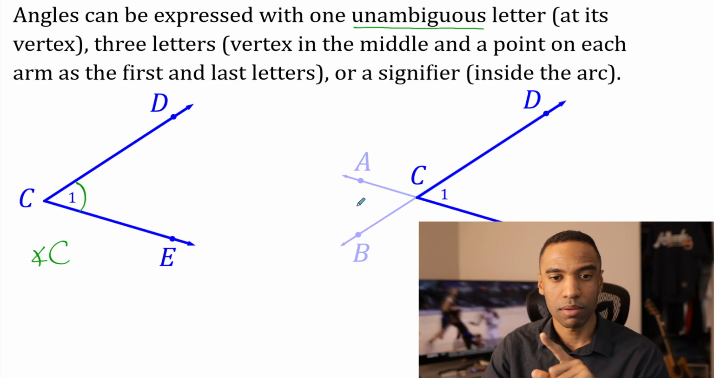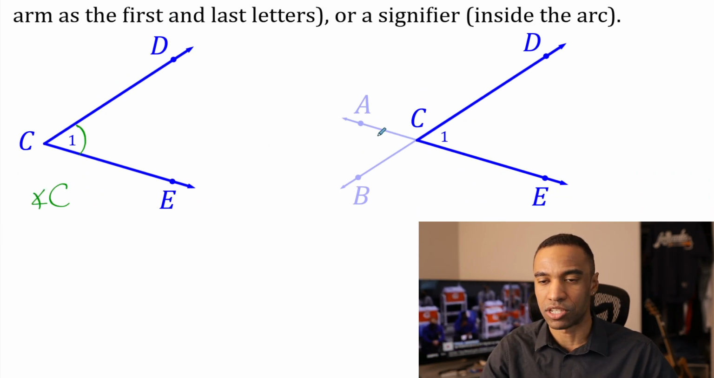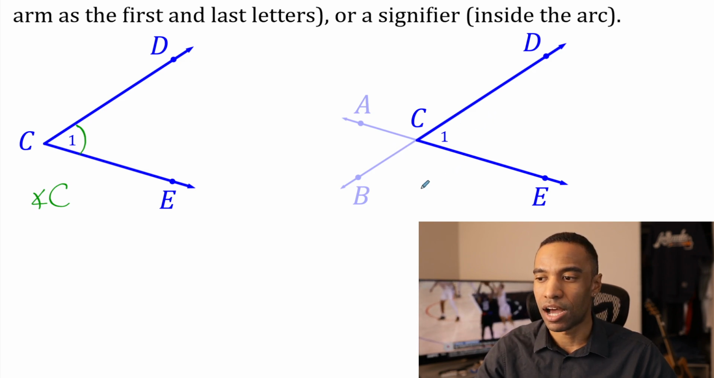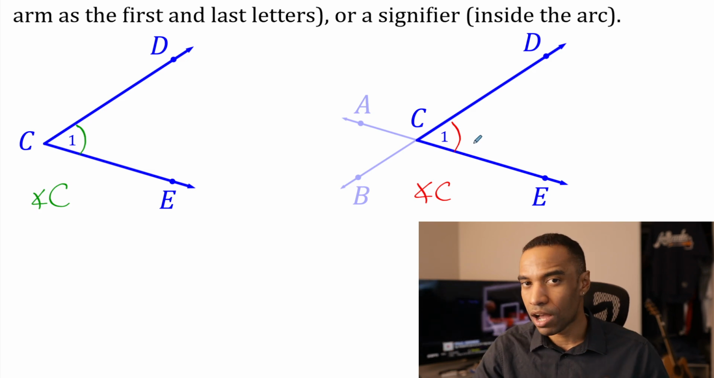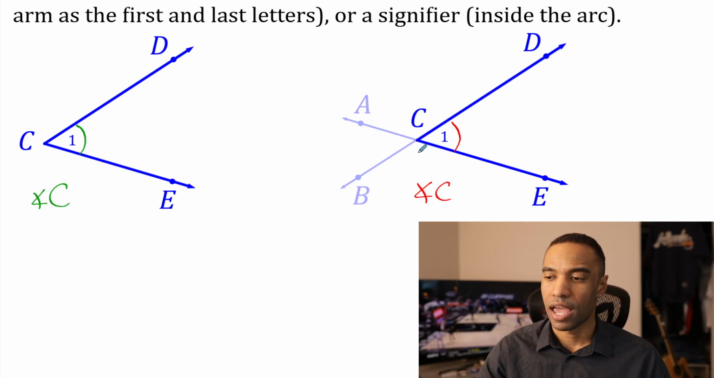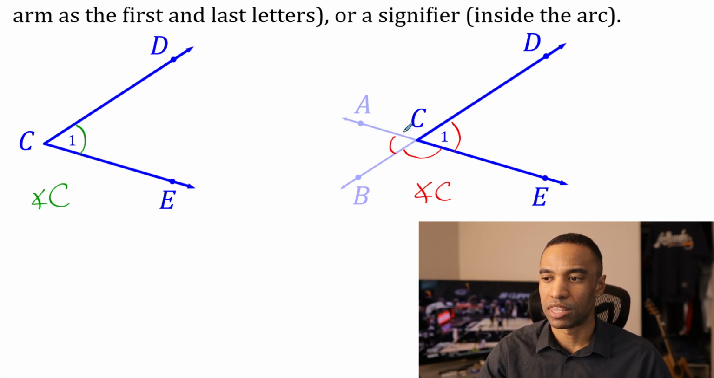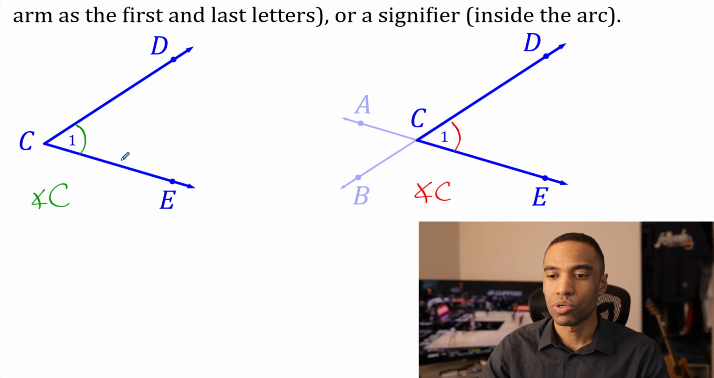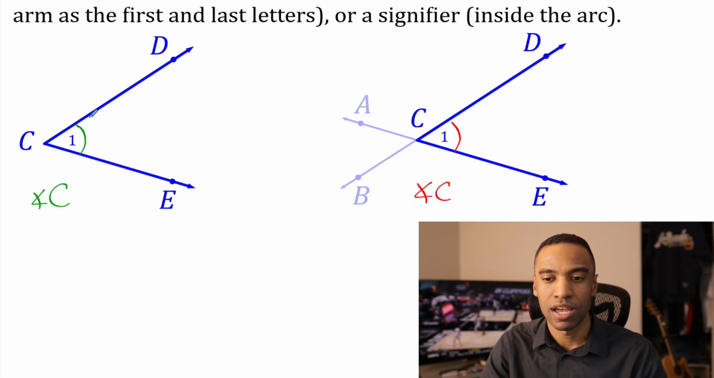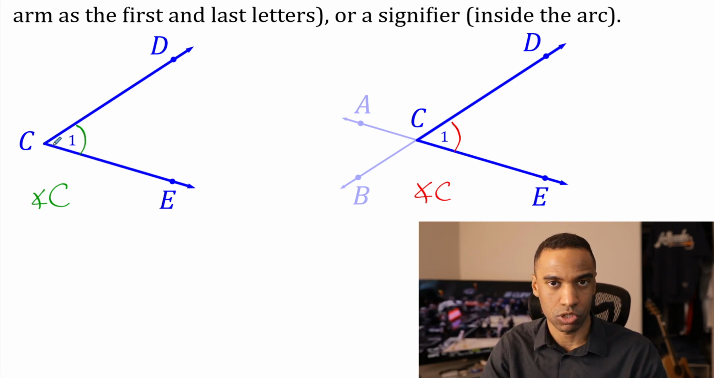However, if you have something like this, pretend like this A and B existed within this diagram here, I could not say angle C for, say, this angle right here because it is not obvious what angle C is in reference to. Angle C could have been this, it could have been this, it could have been this, it could have been this. There are a lot of other things that could have been angle C. So you can only use something like this if it's very unambiguous. That means very obvious what it is.